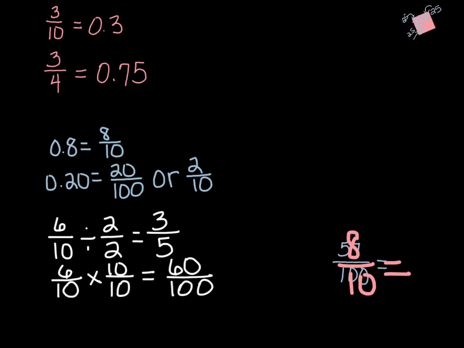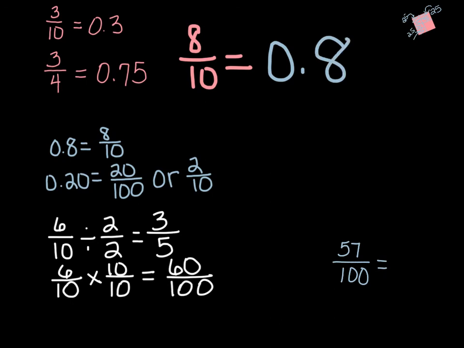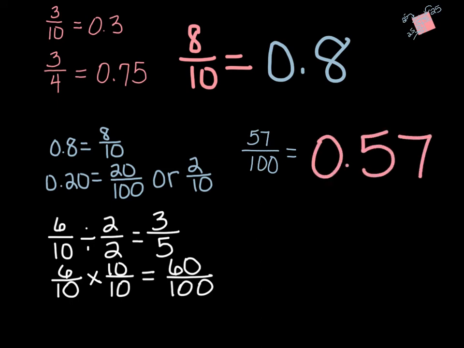I'm going to move this out of the way. So if I have 8/10, what decimal would that be? Hopefully you are saying it's 0 and 8/10. And if I give you 57/100ths and I ask you what decimal would that be, hopefully you are thinking 0 and 57/100ths. Okay?